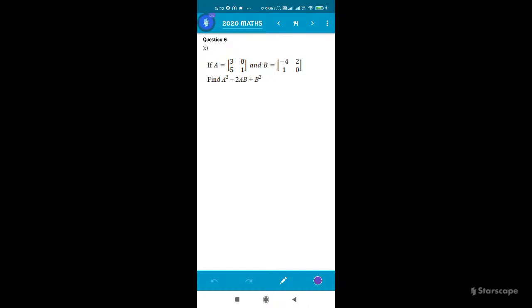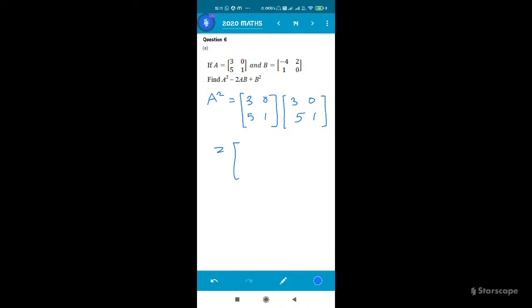Over here you have a matrix A as [3 0; 5 1] and B as [-4 2; 1 0]. You have to find the value of the expression A square minus 2AB plus B square. So let's do it individually. It not just saves time but it also looks cleaner. So A square first. Let us find A square. [3 0; 5 1] into the same thing again, [3 0; 5 1].